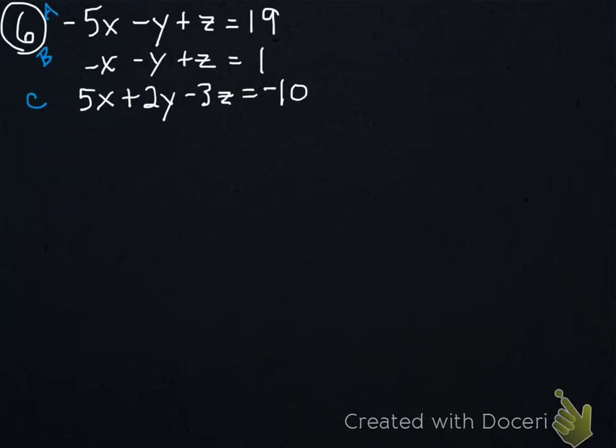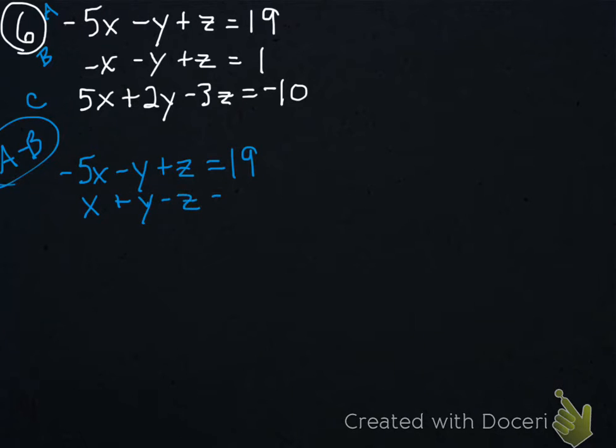So I'm just going to take A and B and add them together. But I need to change the sign, right? I need to make one of them negative. So I'm going to do A minus B. So I take my A equation, I'm going to write it down as is. Negative 5x minus y plus z equals 19. Now I'll change the signs of the B equation. X plus y minus z equals negative 1.